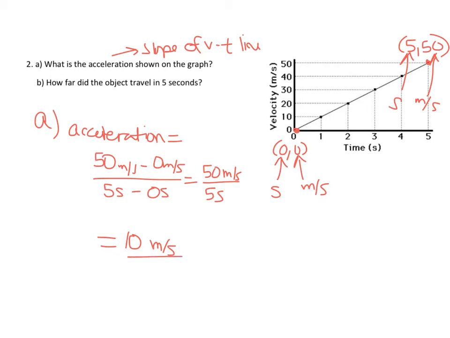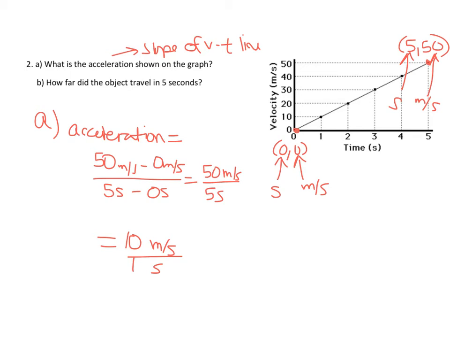So I want you to be really, really careful here. You can write it over 1 second if you want. A lot of people see the seconds in the numerator, seconds in the denominator, and they cancel it out, which would give you 10 meters. Keep in mind that acceleration is not measured in meters.